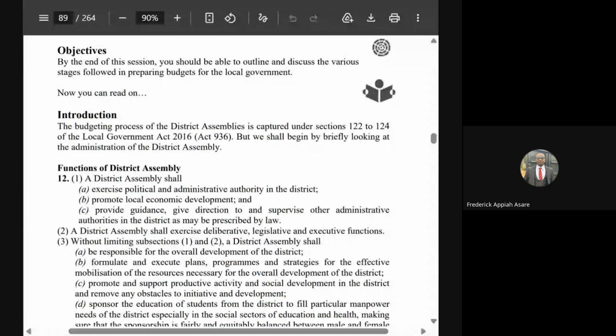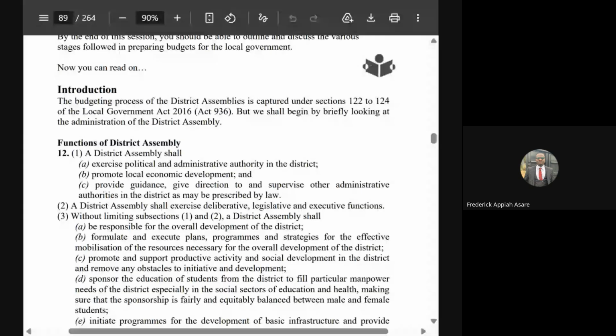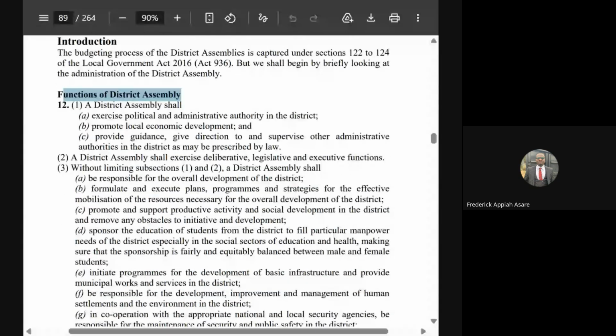Now, these are the functions of the district assembly. You've heard of the district assembly. What are their roles? The district assembly exercises political and administrative authority in the district. The central government is so busy that he might not get time to come to your district to see whether things are going on well or not. So he has delegated part of his responsibility to the district assemblies.